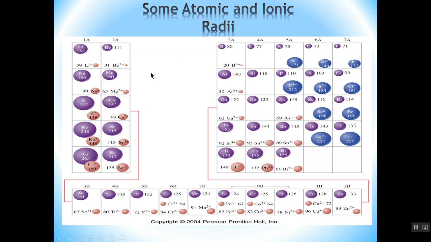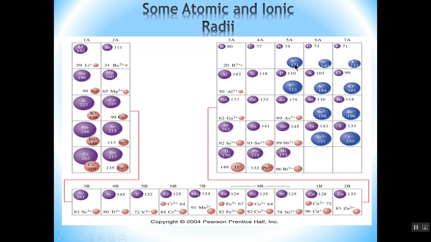Remember we said that the cationic size is smaller compared to the atom from which it is formed. You can see that clearly in the case of the lithium atom compared to the lithium ion, the beryllium atom compared to the beryllium ion, or down here, the lead atom compared to the lead-2 ion, and so forth. In all these cases, the cation is smaller in size than the atom from which it is formed. And when you look at the anions relative to the atoms from which they're formed, you see that the anions are larger in size.